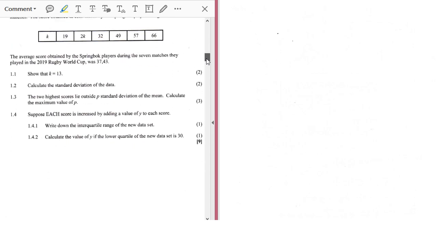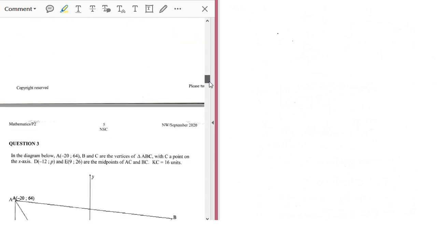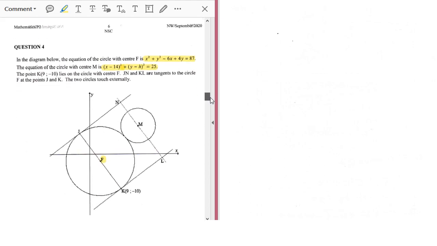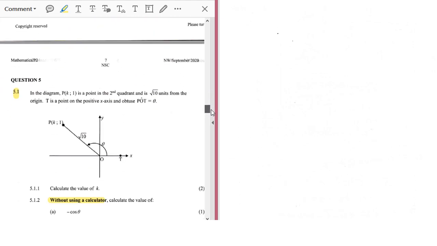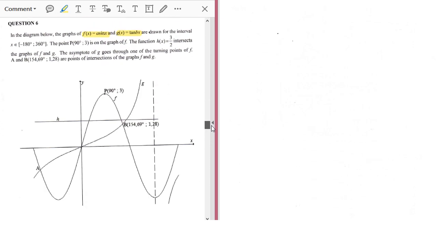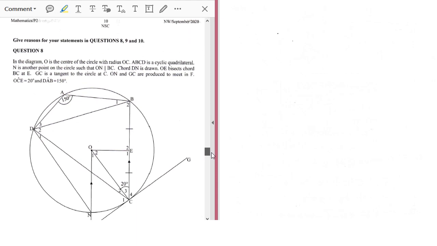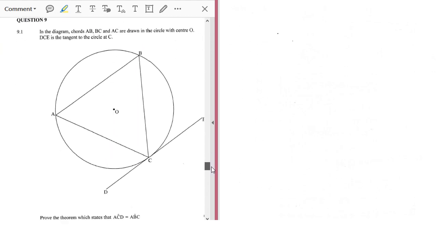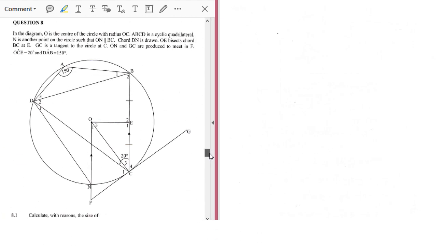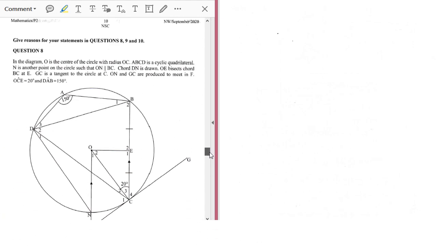So we've done question 1, yes, question 2, question 3, question 4. We've just completed question 5. We did question 6, question 7, and so now we are here at question 8, just remembering that we've already covered question number 9. So let's see what question 8 has. The first instruction that we see over here is to always give reasons for your statements. All right, so question 8.